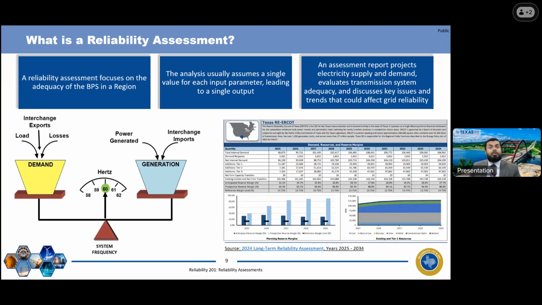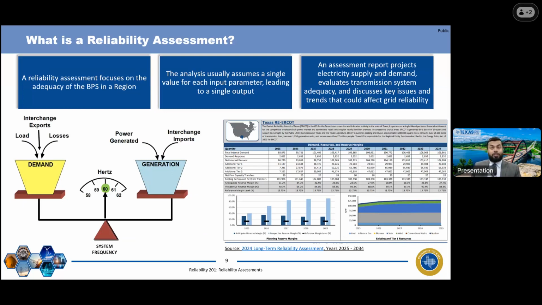This data set includes a projection of demand and generation, power transfers within as well as in and out of the system, transmission and generation outages, planned generation retirements, and upcoming resource additions to the system.